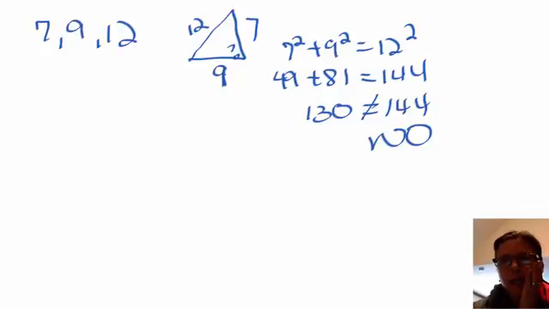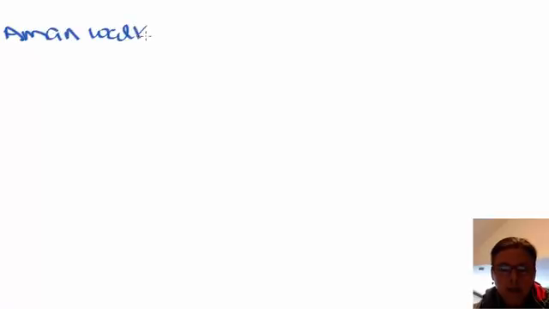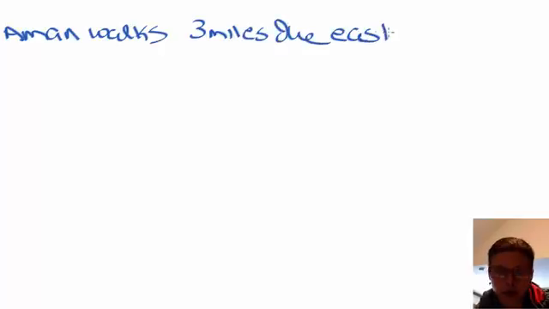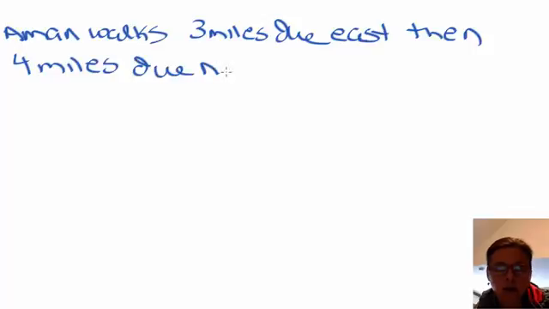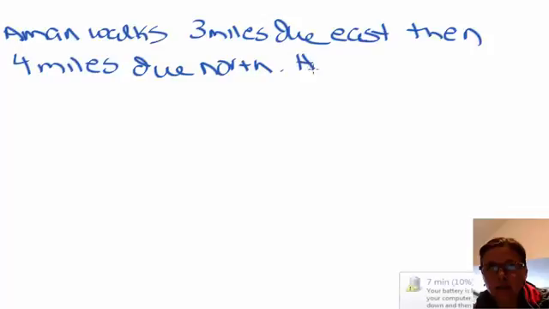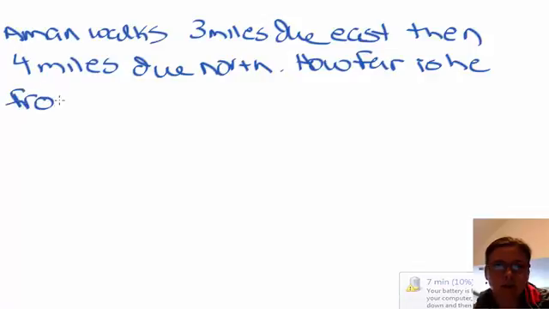The last thing we're going to do is a word problem. They're not necessarily difficult. You just have to draw the triangle. We're dealing with right triangles. A man walks 3 miles due east, which means he's just going straight east. Then 4 miles due north. How far is he from his starting point?